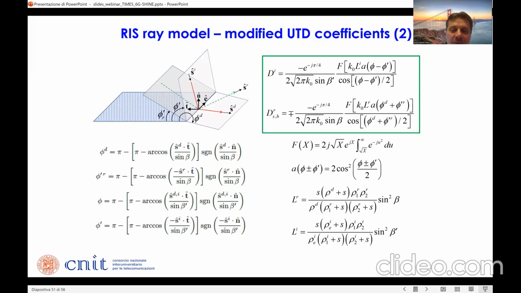So in the end, I don't go into the details, but we derived the final expressions of the coefficients for both the regular diffraction on the ordinary Keller's cone and the anomalous diffraction on the anomalous Keller's cone.